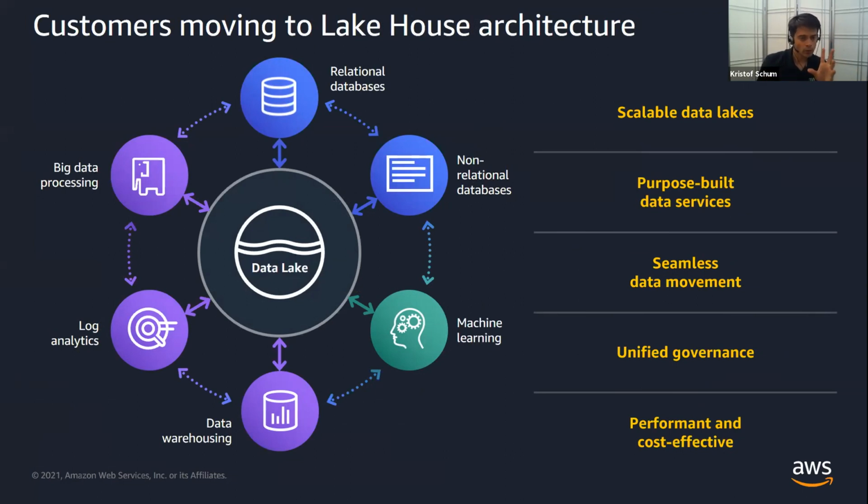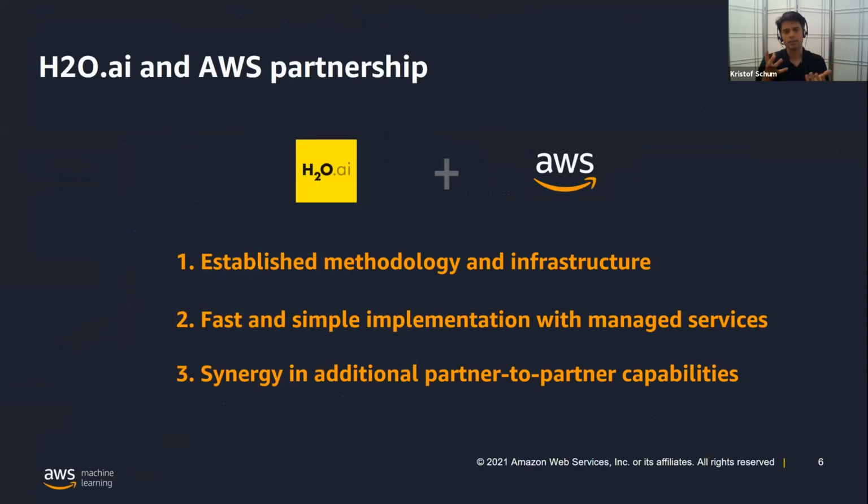With this ability, the machine learning capabilities of H2O tap into these established methodologies and infrastructures, manifesting the H2O and AWS partnership with fast and simple implementation using managed services, either with the data or even under the hood, using Kubernetes and the entire AWS service suite. The third piece is that there's a tremendous synergy in the additional partner-to-partner capabilities.